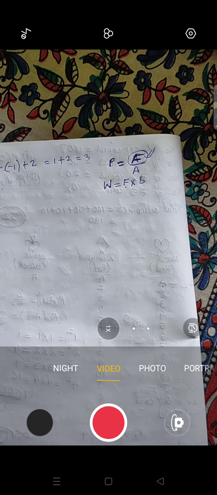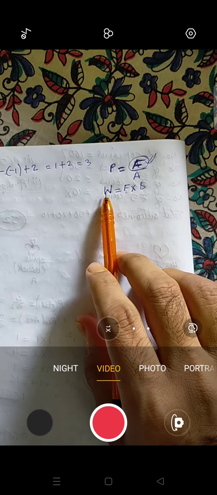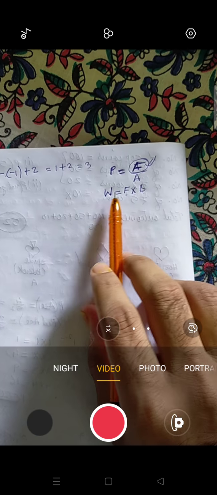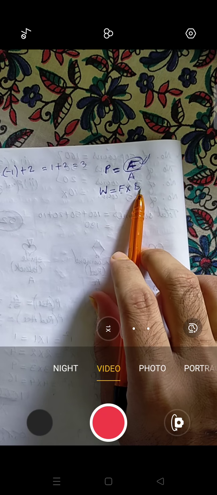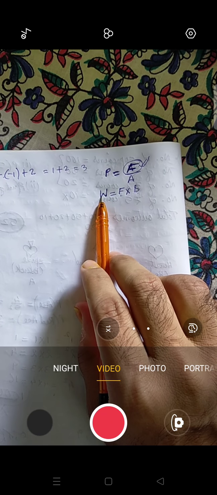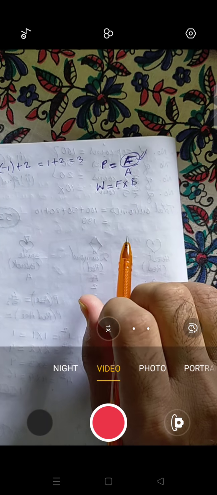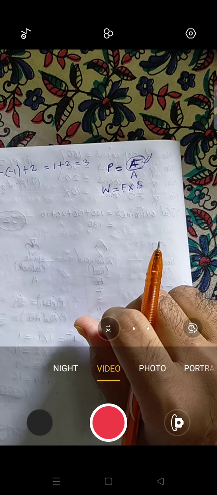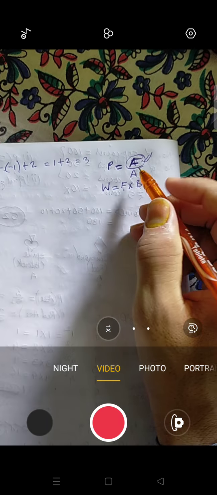Is it clear? That's the formula I gave you: work equals force into displacement. So both are on the top. It means that force and displacement are directly proportional to work. If you apply more force, more work can be done. If you apply less force, less work will be done. If you move an object to a greater distance, more work will be done.